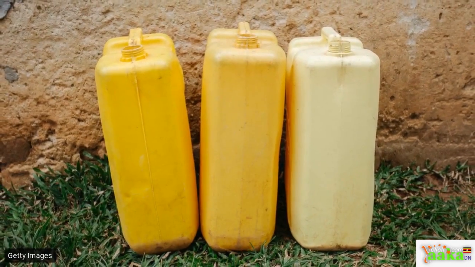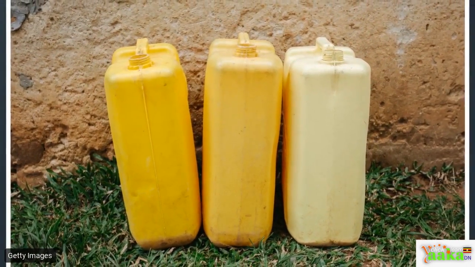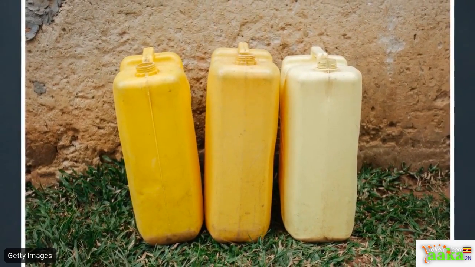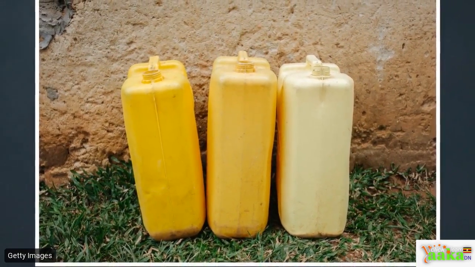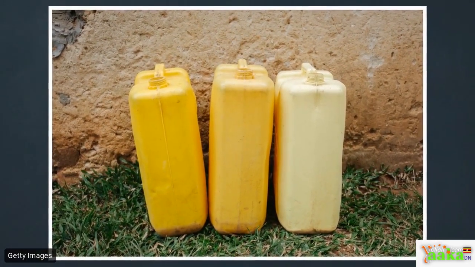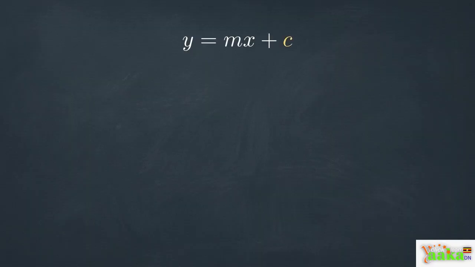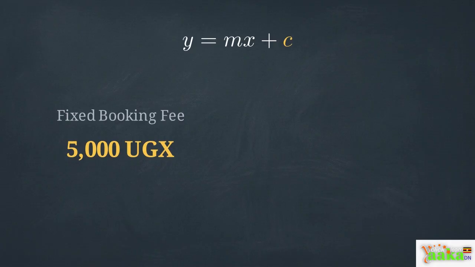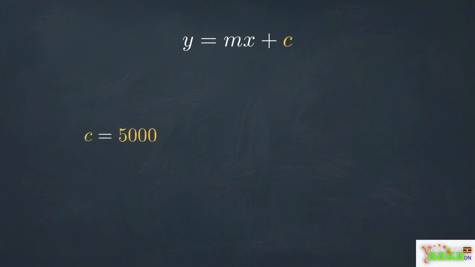We can also work in reverse by extracting a mathematical rule from raw business data. Consider a local water tank filling service in Barara. First, we find our y-intercept, the c in our formula. This is always the fixed cost. Here, the service charges a flat booking fee of 5,000 shillings before any water is pumped, so c equals 5,000.